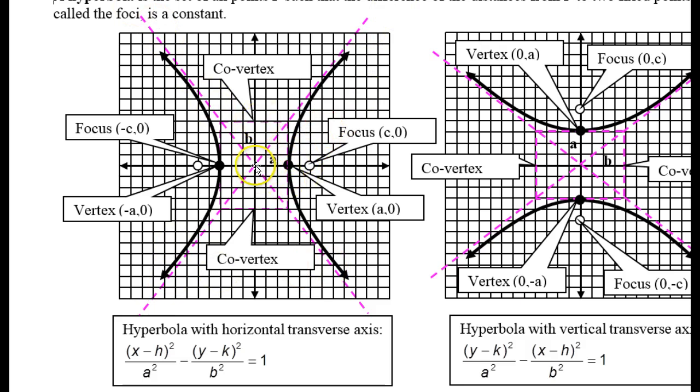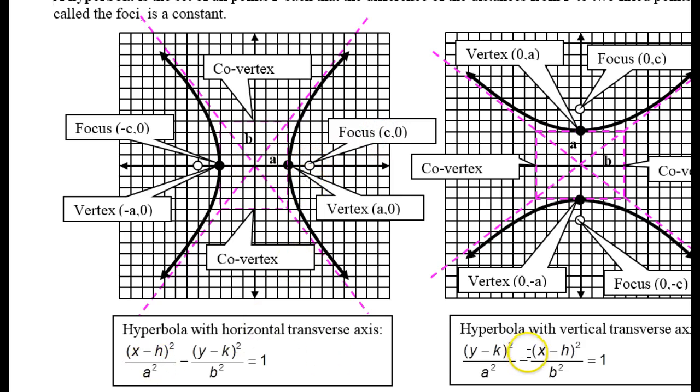The A value is the distance from the center to a vertex. The B value is the distance from the center to a co-vertex, even though the co-vertex is not actually a point on the hyperbola. There is a C value. That's the distance from the center to the focus.